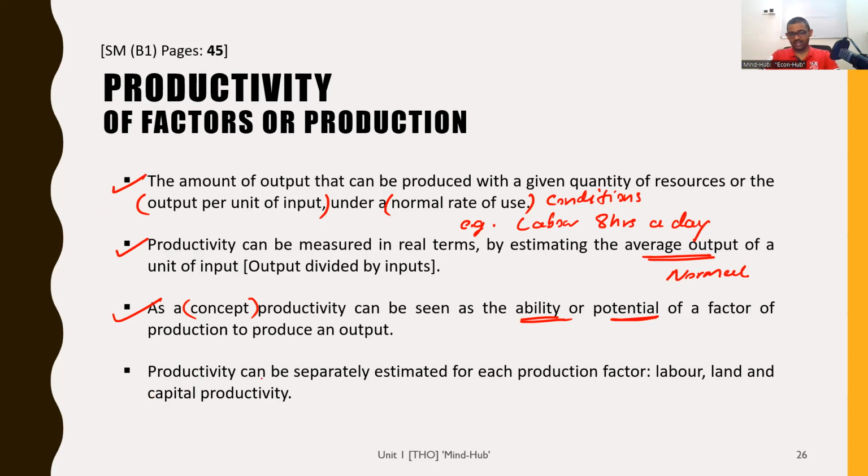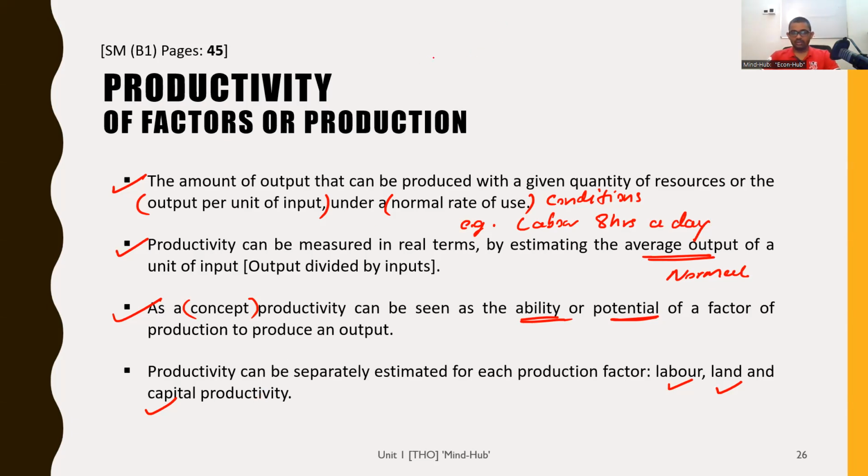Productivity can be separately estimated for each production factor. So we can talk about labor productivity, land productivity, and capital productivity separately. But we don't have something called productivity of entrepreneurship, because it's a specialized skill that you can't compare and measure that way. But for labor, land and capital, we can talk about productivity.